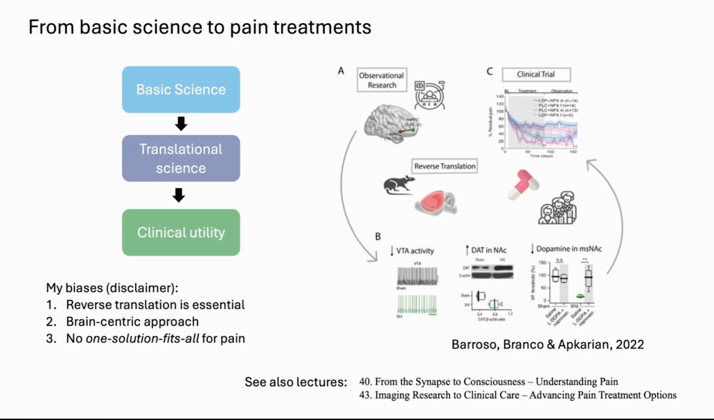Finally, I also want to acknowledge my bias, especially because I'm a neuroscientist, that pain is in the brain, and therefore, with few exceptions, I will focus on discussing the role of the brain in pain. So I also want to tell you that this talk goes hand in hand with two different talks from two of my colleagues, namely lecture number 40, From Synapses to Consciousness, Understanding Pain, and lecture number 43, Imaging Research to Clinical Care, Advancing Pain Treatment Options. We cover some similar topics, but from different angles. And so I encourage you to listen to them after this lecture so that you get a full picture of the kind of things we're going to be discussing.